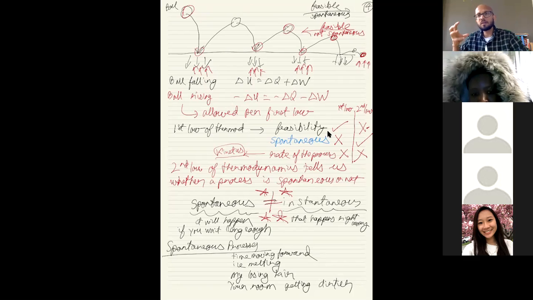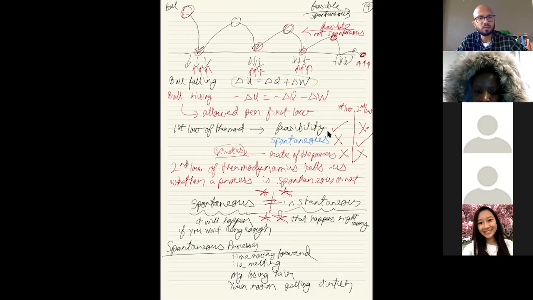But the first law of thermodynamics would be followed for the opposite process also. If the ball suddenly started sucking heat from the ground and started to jump up, converting heat into potential energy, that would also follow the first law of thermodynamics. In other words, if delta U is equal to delta Q plus delta W for some process, let's say the ball falling, then for the ball rising, minus delta U is equal to minus delta Q minus delta W also follows the first law of thermodynamics.